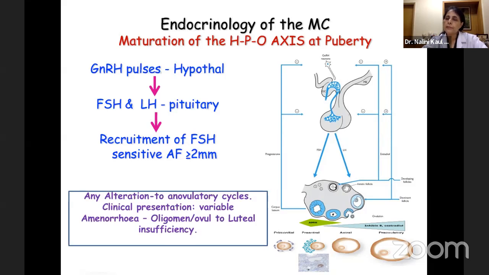Now, at puberty, there's maturity of this axis. The GnRH pulses increase. They lead to FSH-LH secretion from the pituitary and to recruitment of the FSH-sensitive follicles from the ovary. Any alteration in this would lead to anovulatory cycles, and the clinical presentation is very variable depending on the degree of abnormality. It can be from complete amenorrhea to oligomenorrhea, oligoovulation, and to simple just luteal phase insufficiency, and that's the bottom of the ladder.